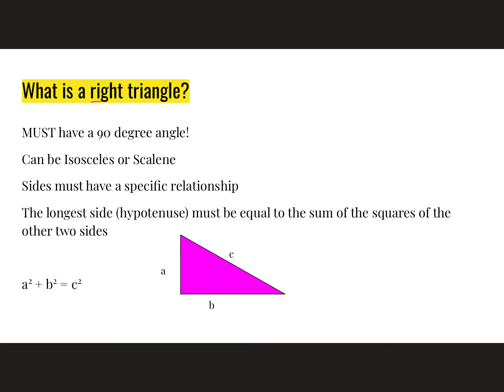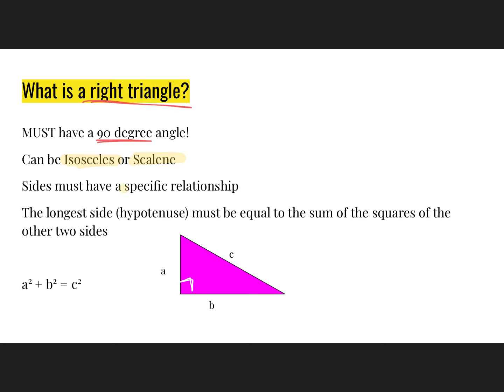So we're going to talk about right triangles, in which case we are talking about triangles that have at least one right angle. So it must have a 90-degree angle. In this case, you can see the angle right here is a 90-degree angle. It can be isosceles, having two sides the same, or it can be scalene with three different sides.